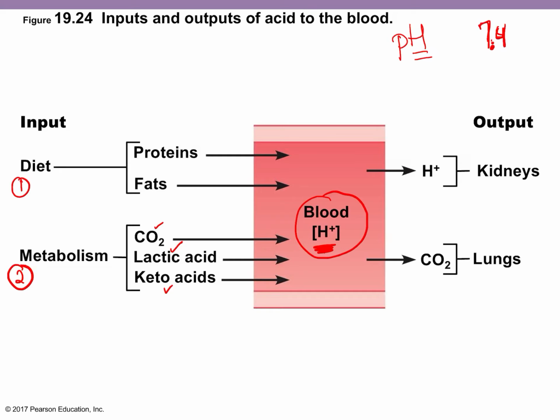Now, how do we get rid of this extra acid? 2 ways, our kidneys and our lungs. So we talked about our lungs and how carbon dioxide acts. It basically is an acid in the bloodstream because carbonic anhydrase changes it to bicarbonate and a hydrogen ion. And the way we get rid of that is breathing out. And then our kidneys are the other way we get rid of hydrogen ions, and those are going to be excreted.